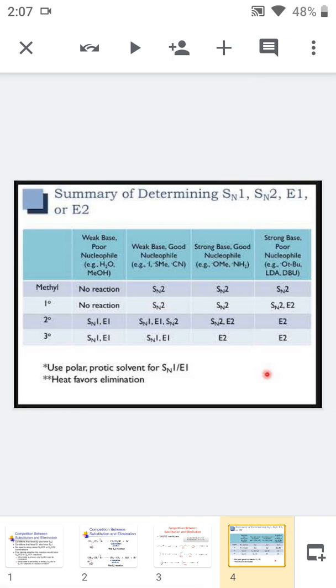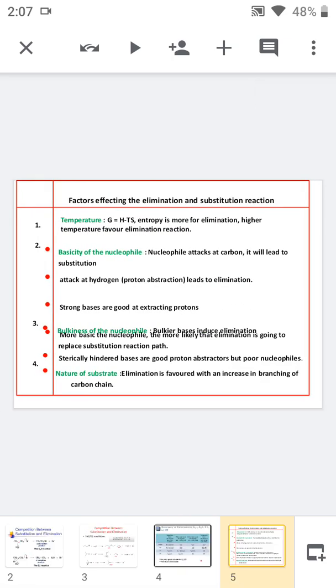Now we are summarizing some of the points here. The factors affecting the competition between the elimination and substitution reaction. These are some of the other factors. First one is the temperature. We know the equation delta G is equal to delta H minus T delta S, where S is the entropy. Entropy is more for the elimination reaction. So as the temperature increases, the elimination reaction is favored.